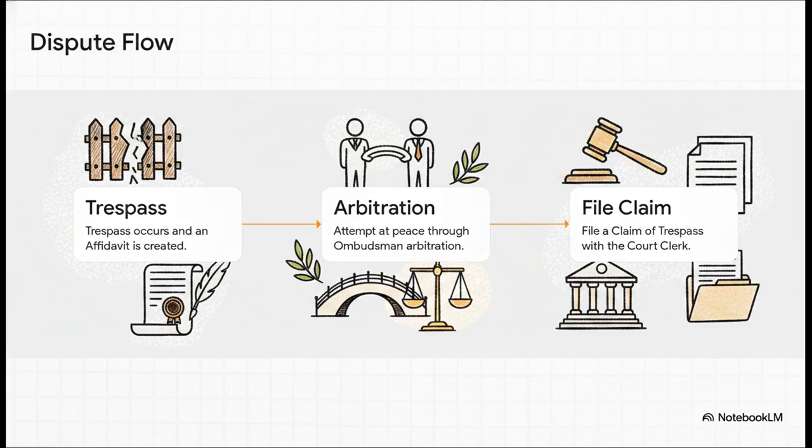The claimant sends an invitation to work through an ombudsman for arbitration. If the accused agrees, they try to resolve it privately right then and there. Step 3. If no action is taken by the accused, or if that arbitration completely fails, the claimant takes all that documented evidence directly to the court clerk, files a formal claim of trespass, and the official court process begins.